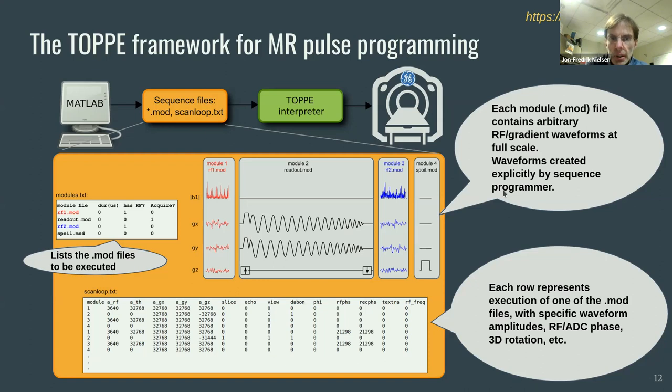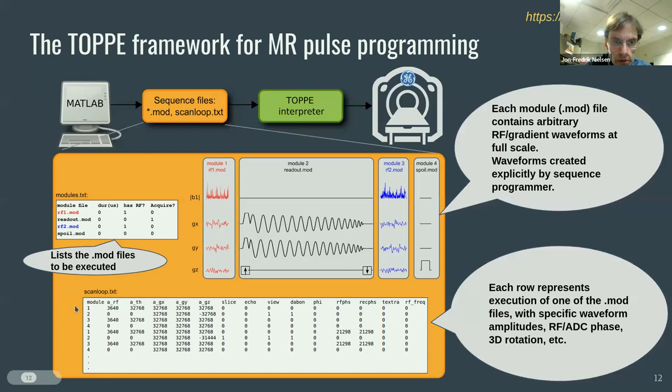You can use your favorite sequence design tool. Here I'm showing a spiral in, and I actually forgot how that was created, but that's not really the point. However you design that RF pulse, once you have designed the waveforms, the Topi framework provides some MATLAB functions for writing that to these module files, or .mod files, which are a custom format. This is all open source, by the way. It provides a function for writing to these .mod files, and I'll show you how to do that. And then each mod file is in principle ready to be played out directly on the scanner.